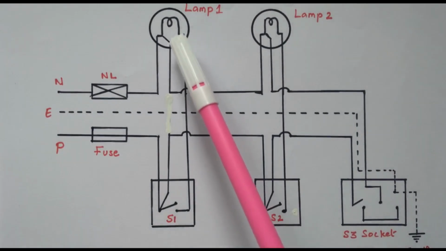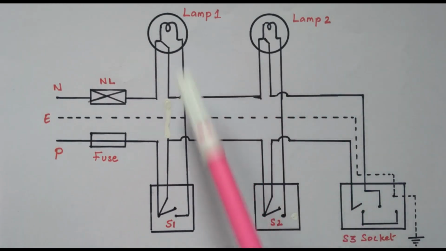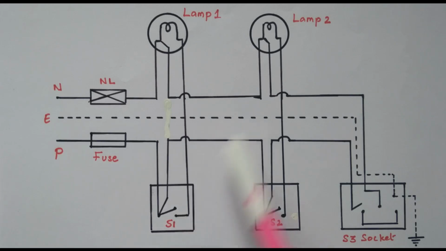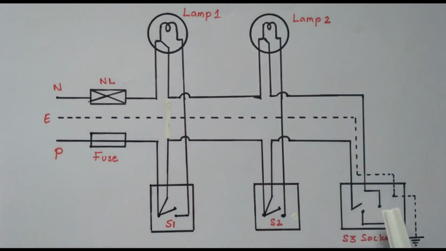So this is lamp 1, and this is lamp 2. Lamp 1 is controlled by this switch S1. Lamp 2 is controlled by this switch S2. Here we have one plug point, a socket, available. So there are three pieces of equipment: lamp 1, lamp 2 and one plug point.